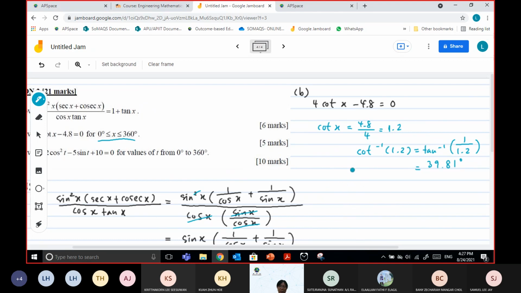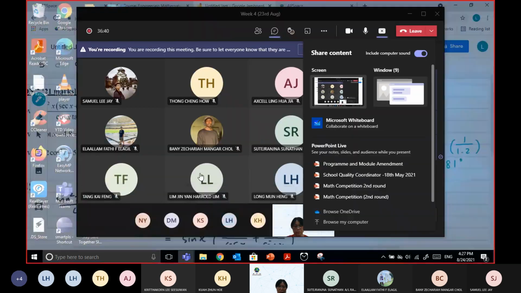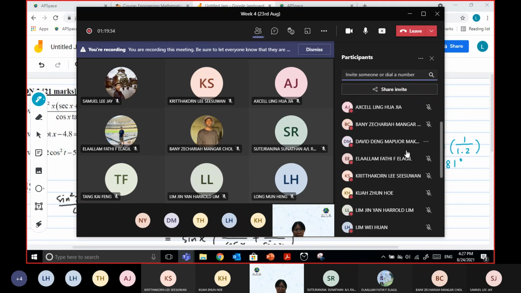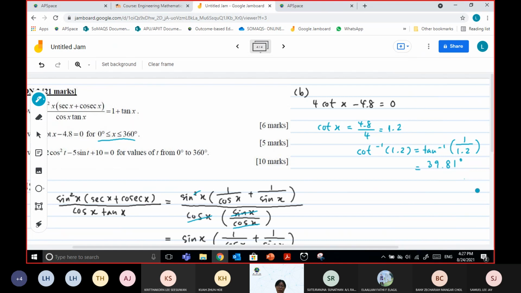Then, may I know which quadrant? Can I have students answer these questions for me? Kritakon, what is the quadrant? Which quadrant? First quadrant and third quadrant. First and third, yeah. So, all sides crazy. We're referring to tangent. Since it's positive, tangent is positive for the first and the third quadrant, yes.